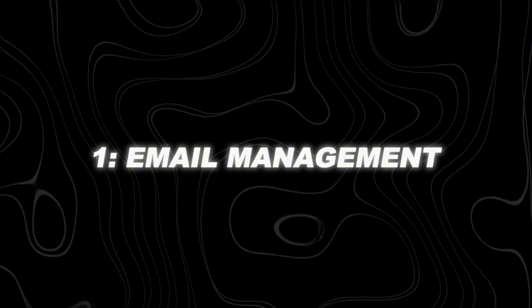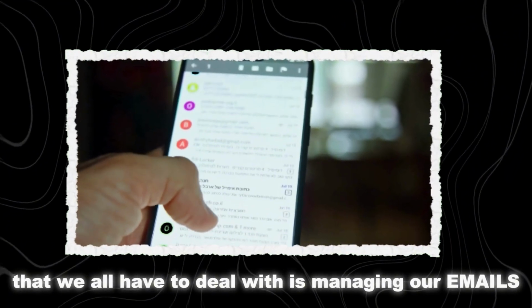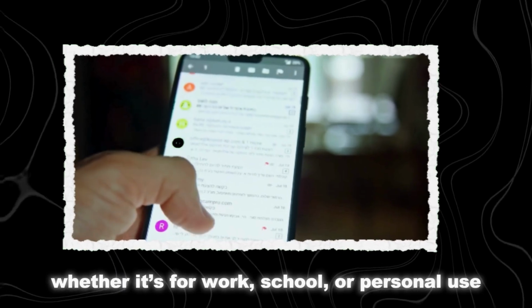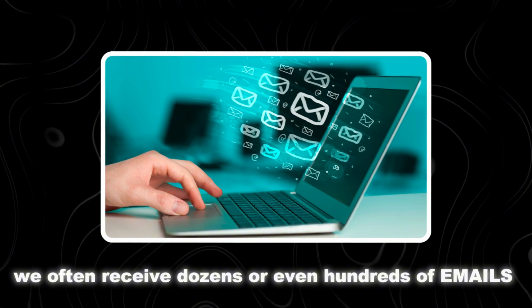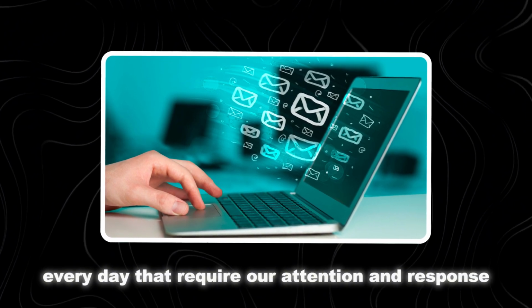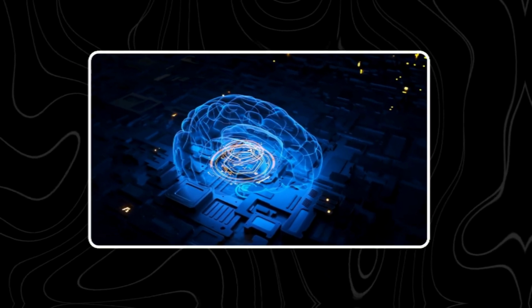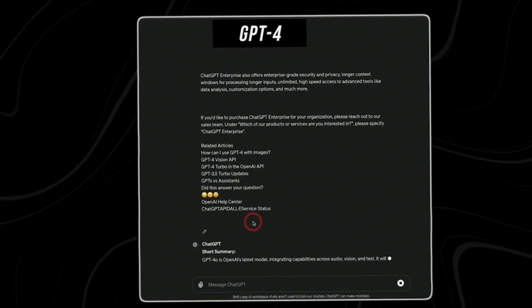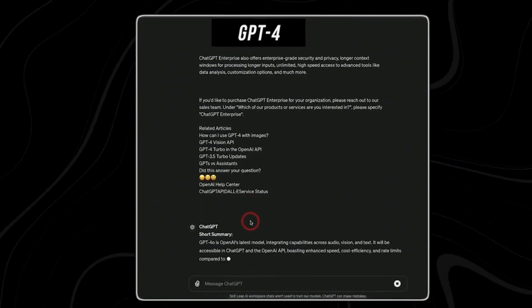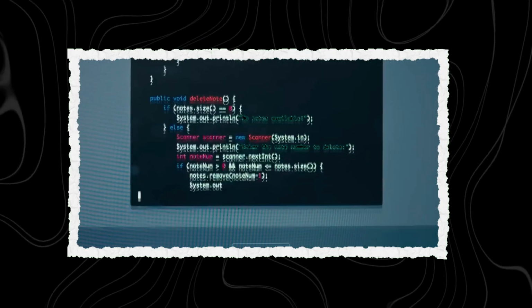Number 1, email management. One of the most tedious and time-consuming tasks that we all have to deal with is managing our emails, whether it's for work, school, or personal use. We often receive dozens or even hundreds of emails every day that require our attention and response. But what if you could have an AI assistant that can handle your emails for you? Well, that's exactly what the ChatGPT-4o desktop app can do. With this app, you can streamline your email management by using its advanced capabilities to handle responses more efficiently.